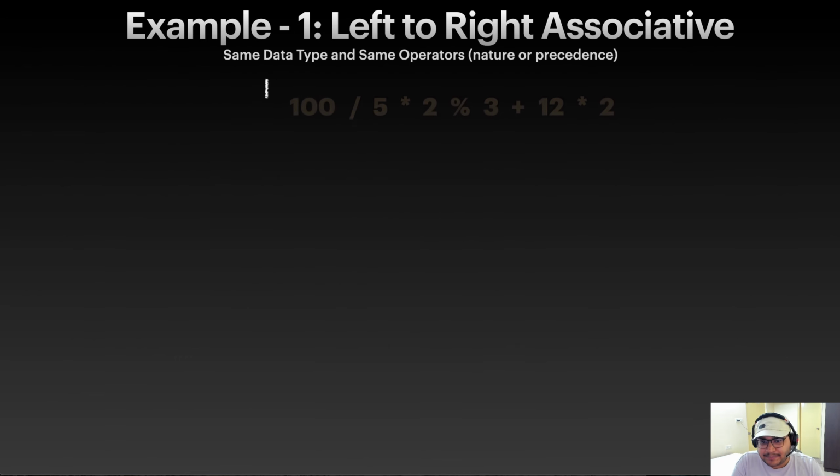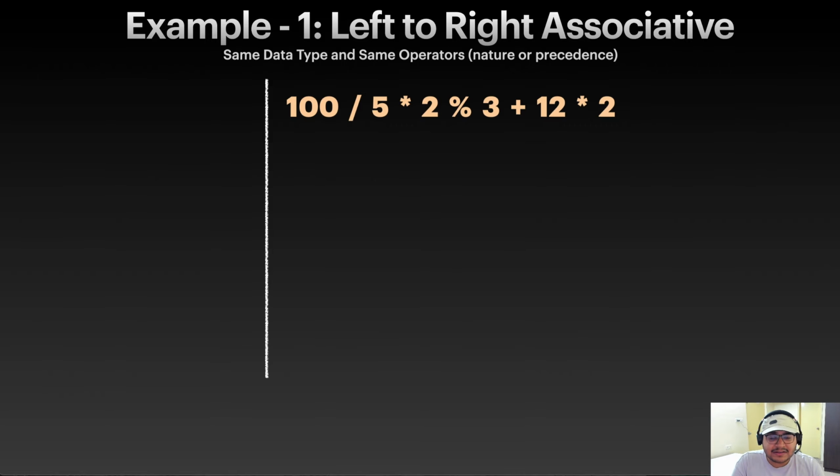Let's look at some examples. Consider this expression. Among all the operators here, we know that division, multiplication, and modulo have the highest precedence. However, they all share equal precedence. To resolve this tie and eliminate any ambiguity, the operators will be grouped from left to right based on their associativity. So first, division is performed.